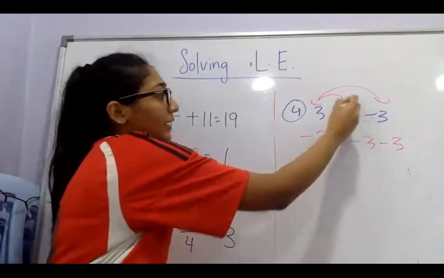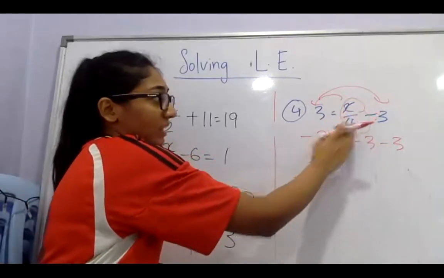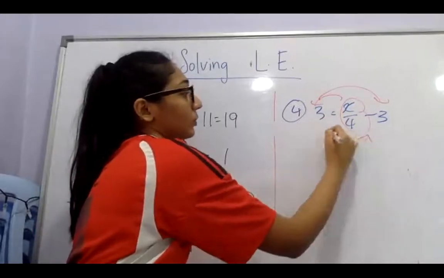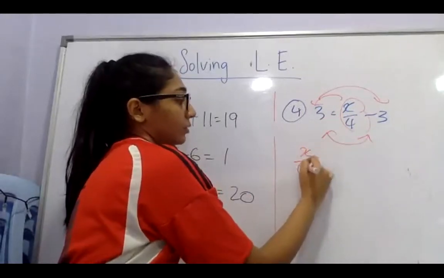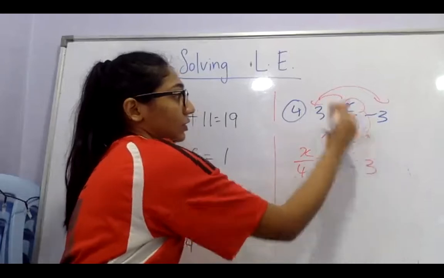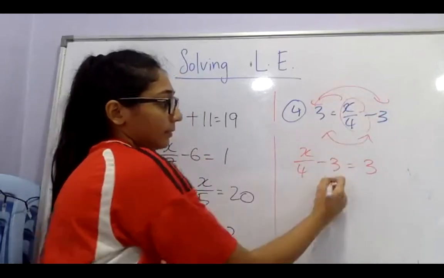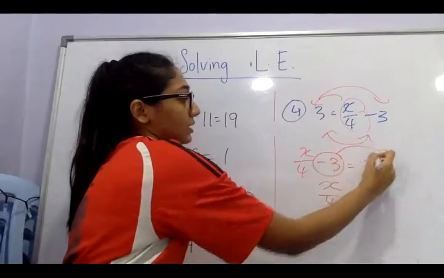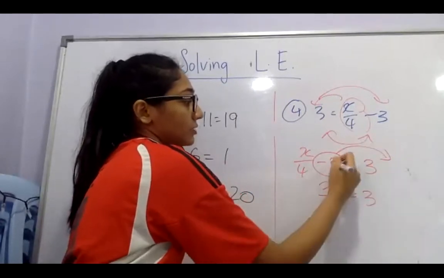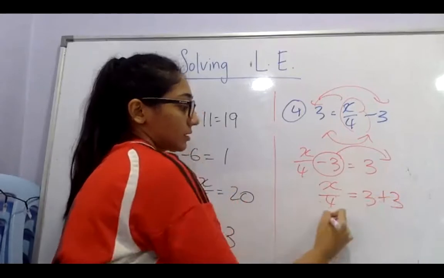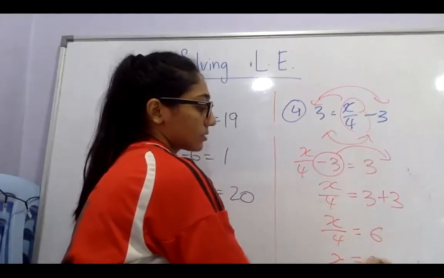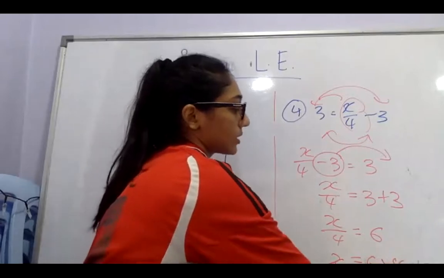So you don't want to add a minus to the x as much as you can. You switch both. And then x over 4 equals 3 minus 3, bring over is plus 3. Negative 3 minus 3 is negative 6. So x over 4 equals to 6. x equals 6 times 4, which is 24.